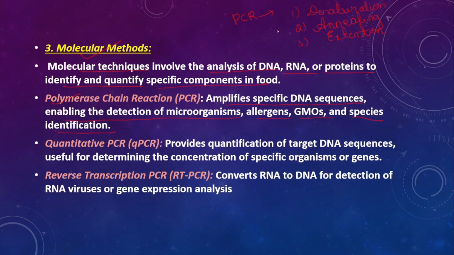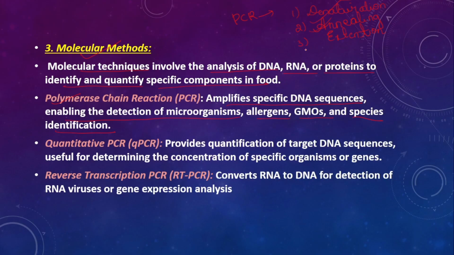PCR is a molecular biology technique used to amplify specific DNA sequences, making millions of copies from a small sample. The process involves three main steps, that is denaturation, where the double-stranded DNA is heated to separate into two single strands. Next is annealing, where short DNA primers bind to the target sequences. Next is extension, where a DNA polymerase enzyme synthesizes a new DNA strand by adding nucleotides complementary to the template strand.